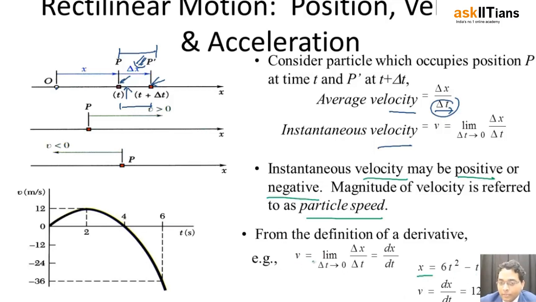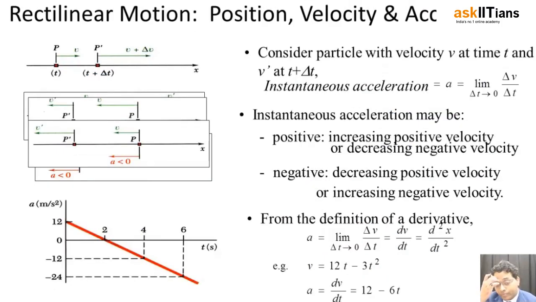So the instantaneous speed, or velocity, is going to be equal to dx by dt. Under the limit delta t equals 0, you will get dx by dt. If you just differentiate, you will get 12t from the first term and minus 3t square from the second term. That is from the definition of the derivative.